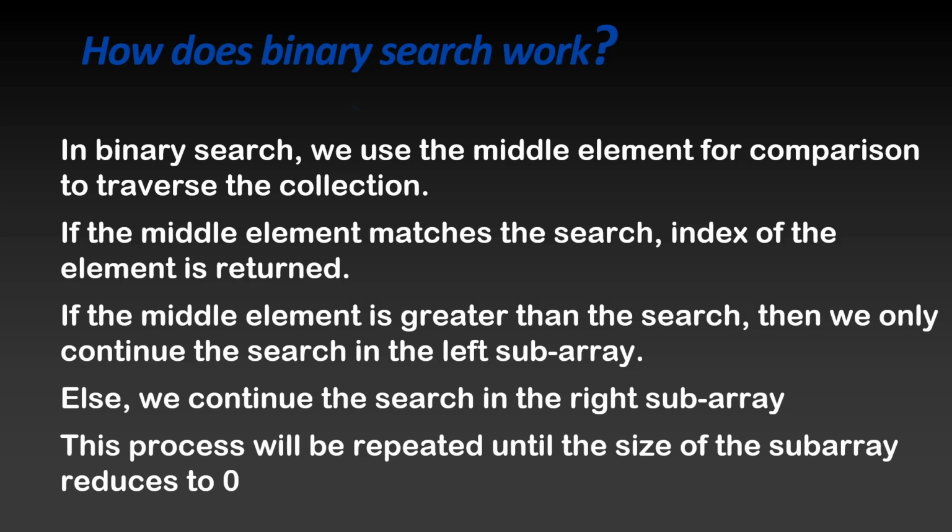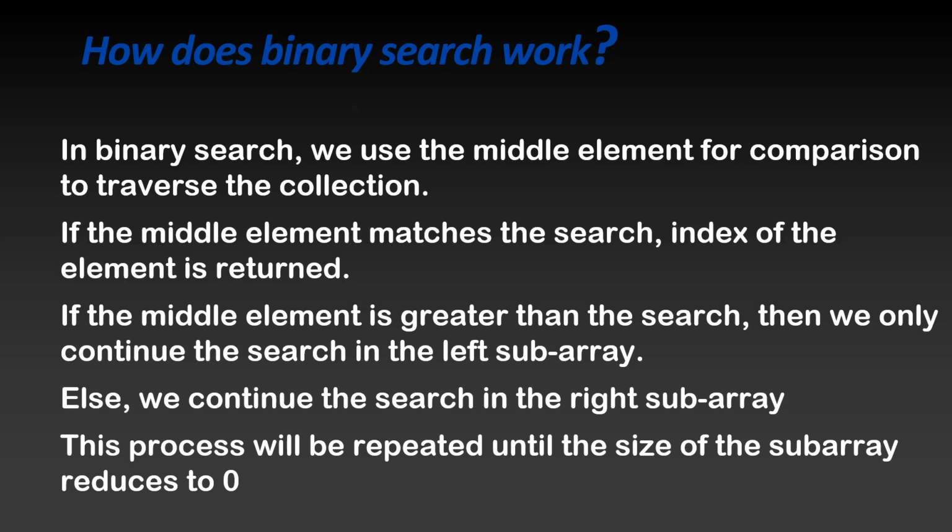How does binary search work? We use the middle element for comparison to traverse the collection. So we check if the middle element matches the search, which is the key, then we return the index. If the middle element is greater than the key, we continue the search in the left subarray. And if the middle element is lesser than the key, then we go to the right array. We'll keep repeating this process until the size of the subarray is reduced to 0.